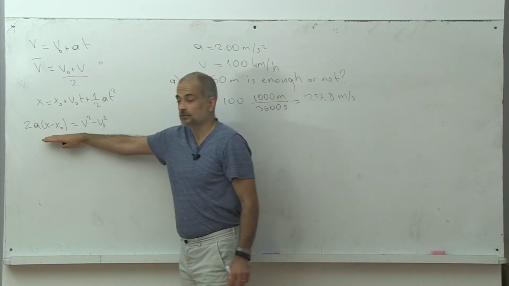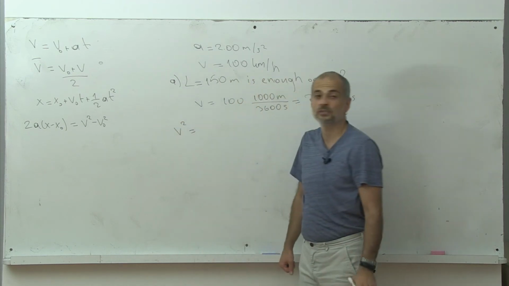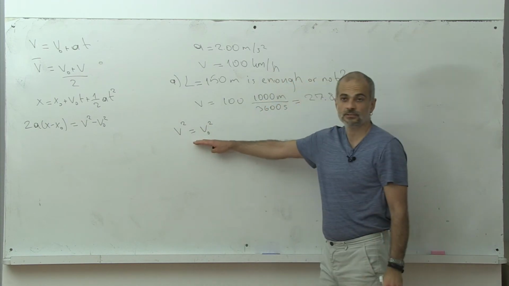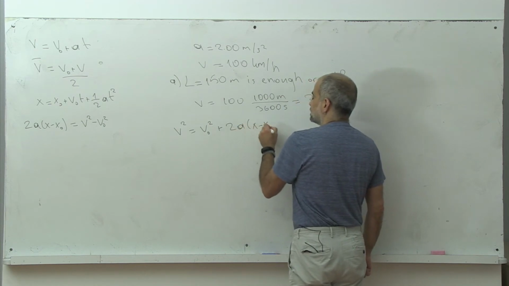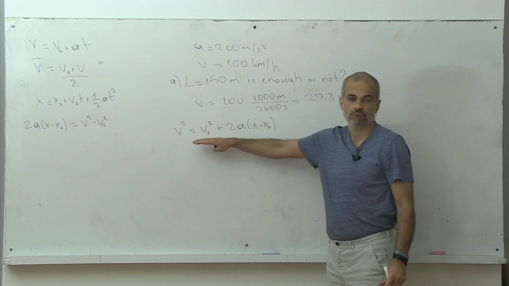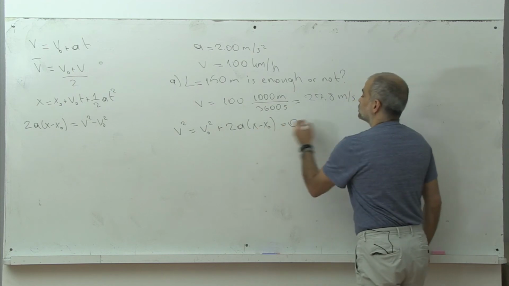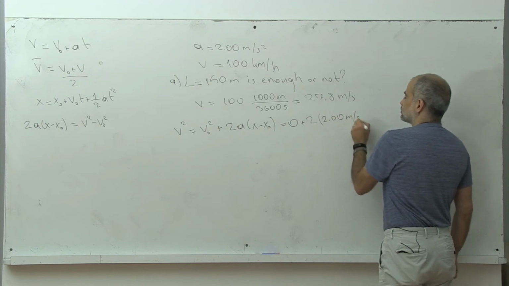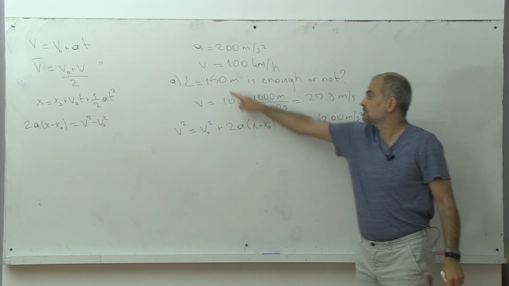So this expression gives us the velocity of an object which is moving at constant acceleration, that starts from an initial speed of v0 with an acceleration of a, after a distance x minus x0. Now this plane will start from rest, so the initial speed is 0. We know the acceleration is 2 meters per second squared, and the distance this plane has is 150 meters.